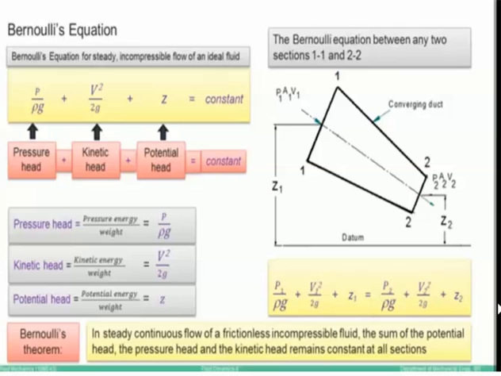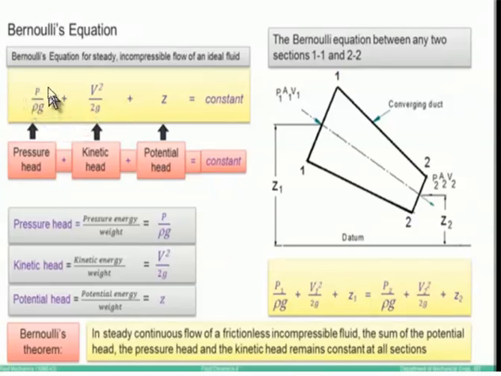In today's class, we are going to solve some numericals on the Bernoulli equation. Before solving the numericals, we should know what the Bernoulli equation is and what terms it includes. Based on this theorem, we are going to solve some numericals. In the previous class, we discussed Bernoulli's theorem and Euler's equations, and we also derived these equations.